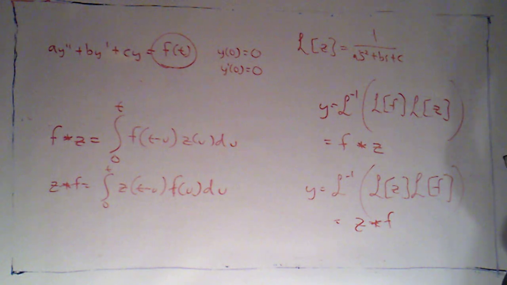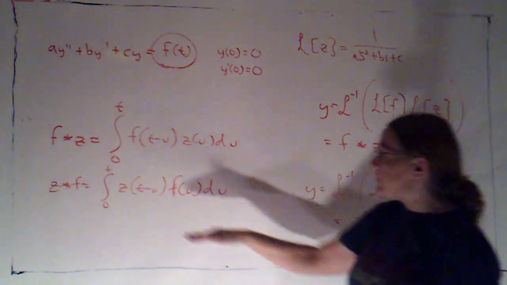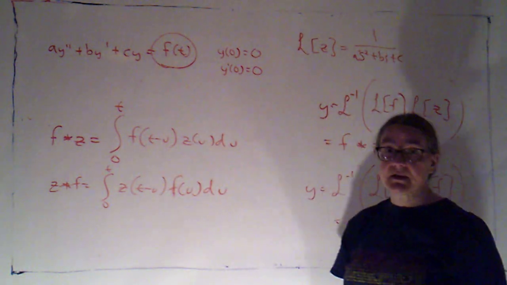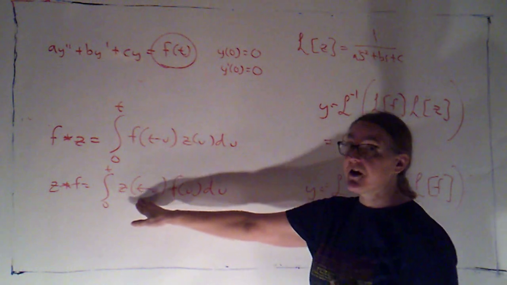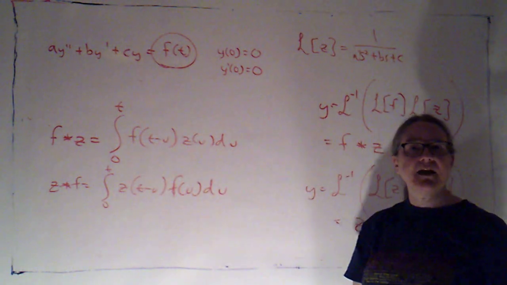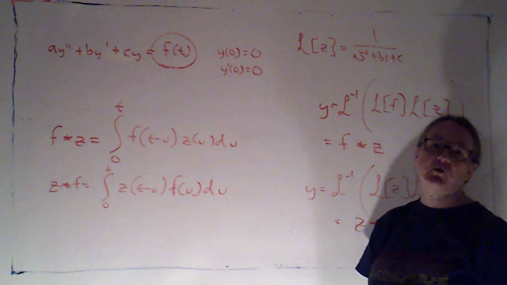That's kind of nice to know, because sometimes depending on what your functions are, it might be simpler to have one function rather than another function evaluated at t minus u, and you can choose which one you're going to do.